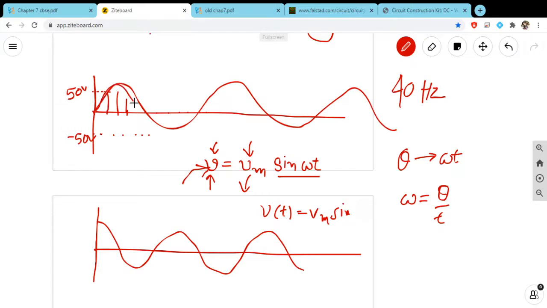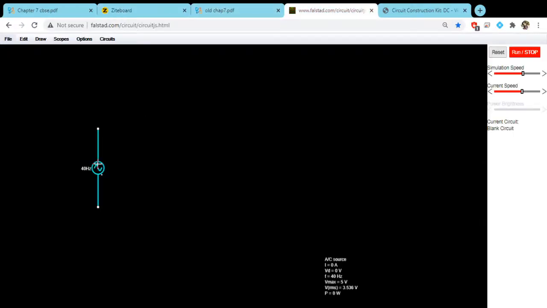Means this is one wave. Okay, again this is the second wave, again this is the third wave. This will happen 40 times in 1 second. That is called frequency 40 hertz. So the frequency we chose is 40 hertz.